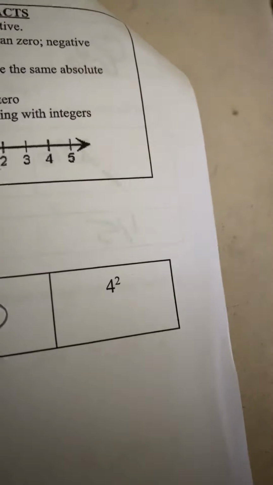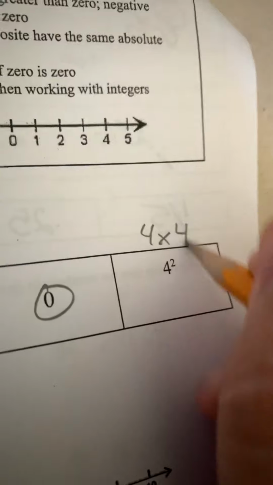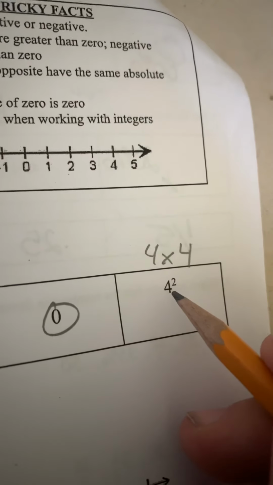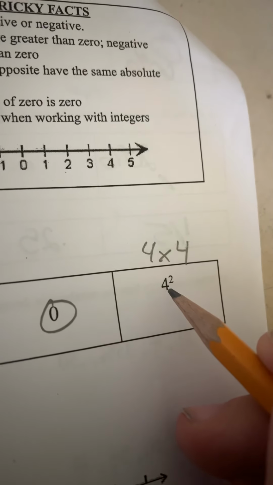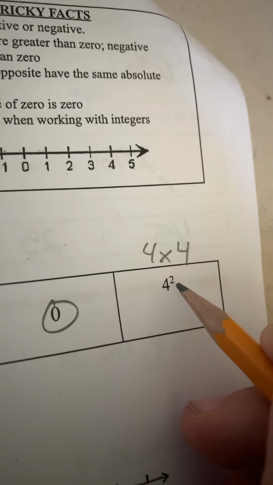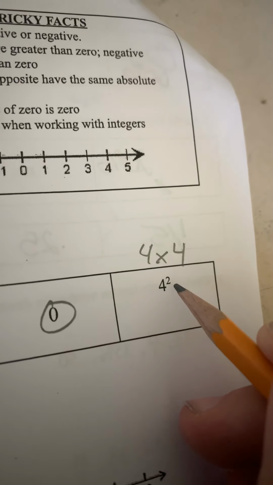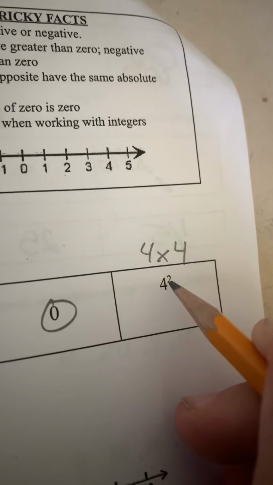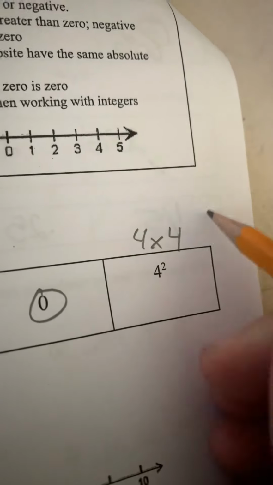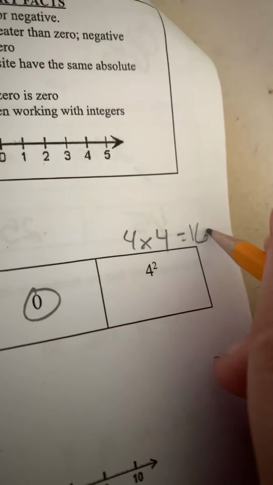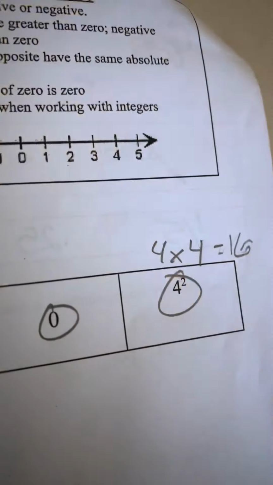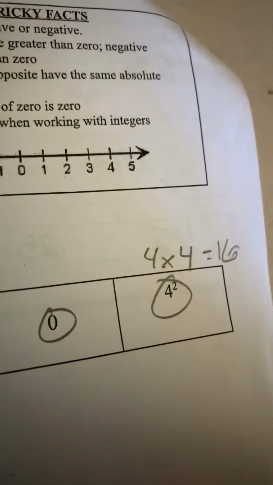4 squared, again, that's an exponent. All that reads is just 4 times 4. The large number, the base, is the number that we're going to multiply. The 2, the exponent, is going to tell us how many times we're going to multiply it. That is not 4 times 2. Well, 4 times 4 is 16. 16 is a whole number, so 4 squared also counts.